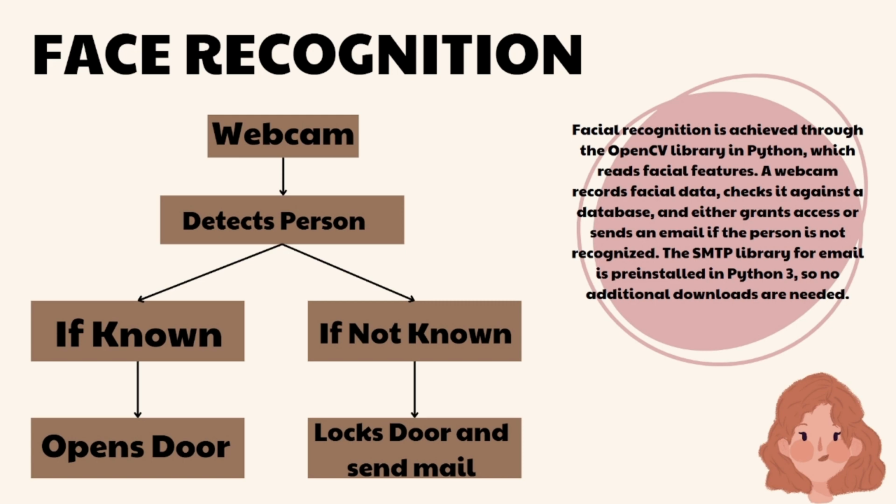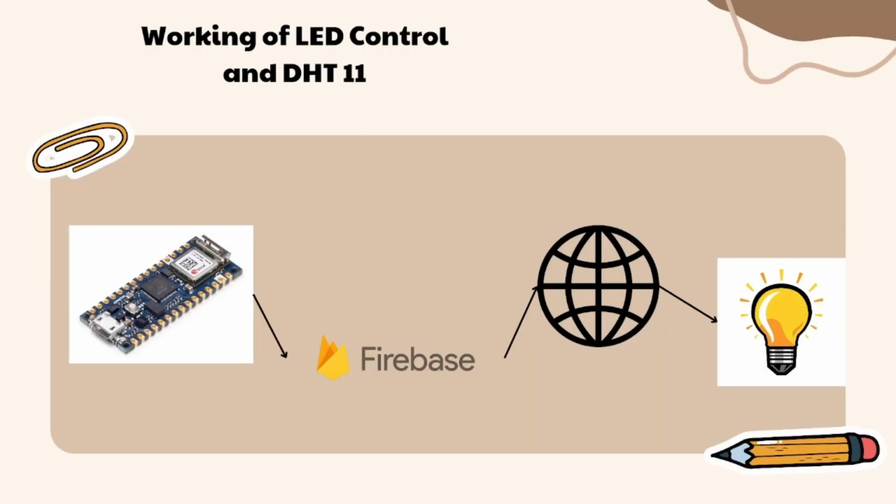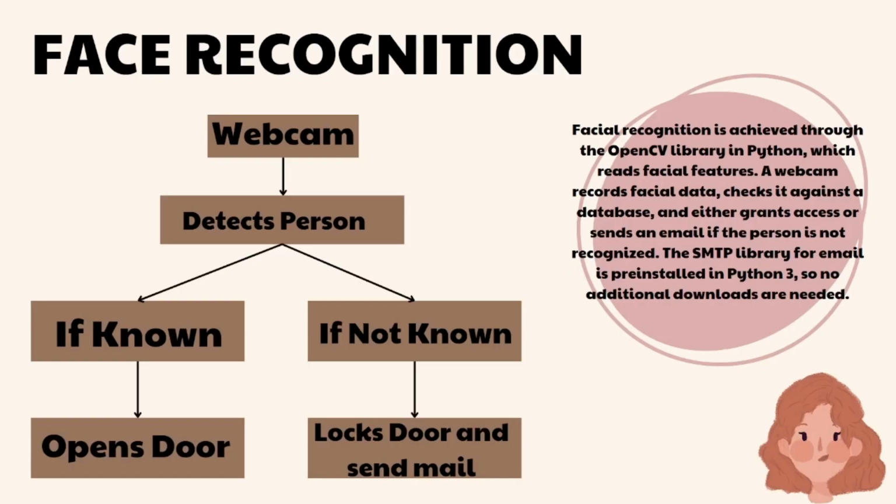Facial recognition is achieved using the OpenCV library designed for Python, which analyzes facial features. Additionally, Python 3 included a pre-installed library for SMTP, eliminating the need for a separate download. In its operation, facial recognition utilizes the webcam to capture facial features and cross-references them with the database.